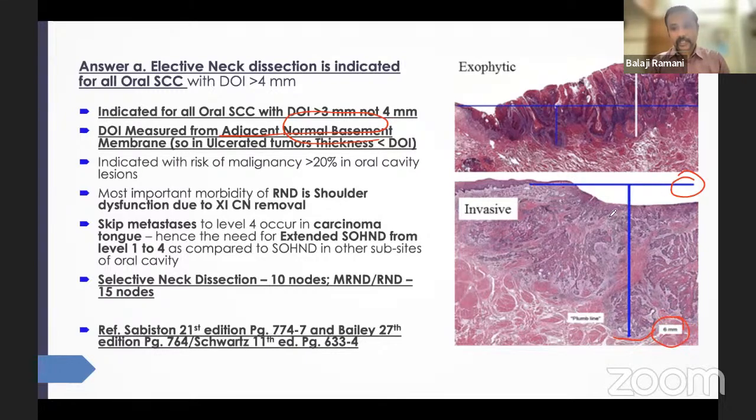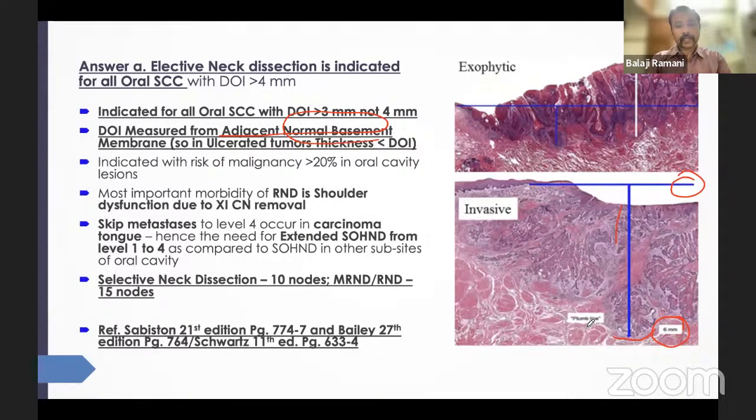So when you have an ulcerated tumor, what happens? The tumor thickness is not equal to the tumor depth. This is the main factor that we need to remember. There are some people who will think that thickness is equal to DOI. That is wrong. Thickness is not equal to DOI. DOI is measured from the nearest normal basement membrane to the deepest tumor.